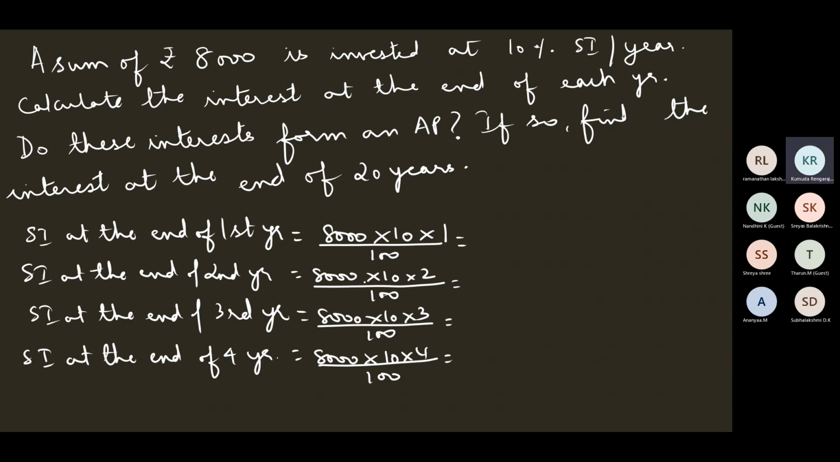Just work this, children. I'm just coming back. So now you'll have to answer. Do these interests form an AP? If so, find the interest at the end of 20 years. Give me 2 minutes, children. I'll just come back.